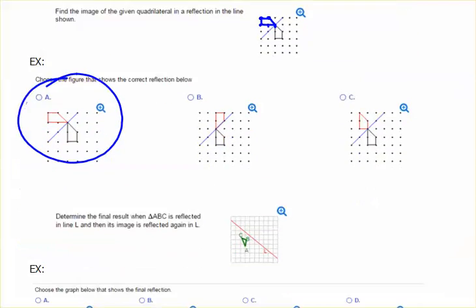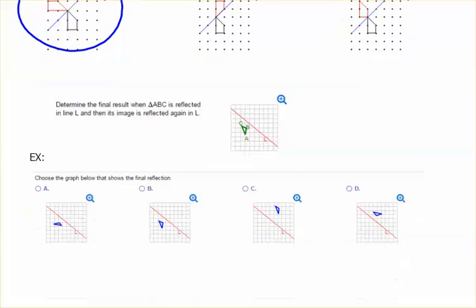Now, what about a double flip? What would that entail? Here we have one that says determine the final result when triangle ABC is reflected about the line L, and then that image is reflected again in L. So we're doing a double flip here, flipping across L and then flipping back across L. Well, can you see that that would put us exactly back to where we started? So that would be B.